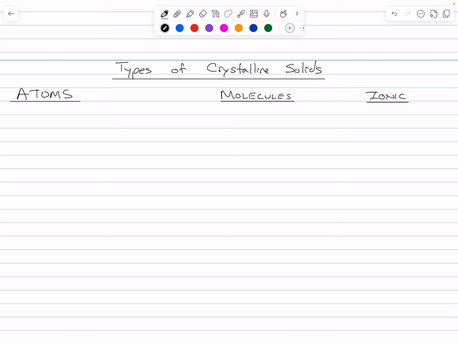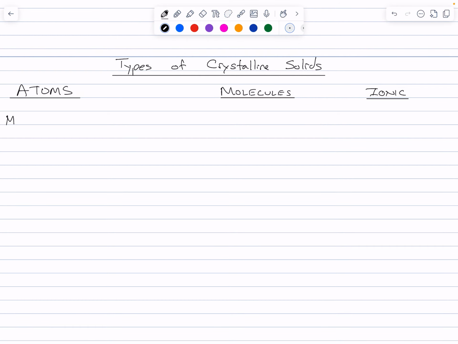All right? And so when we talk about atomic solids, there's going to be three of them. There's going to be metals, metallic solids, there's going to be non-bonding atoms, and there's going to be what we're going to call covalent networks. These are the three we're going to have, and that's horrible writing, I'm sorry. So we got atoms that can be metallic.